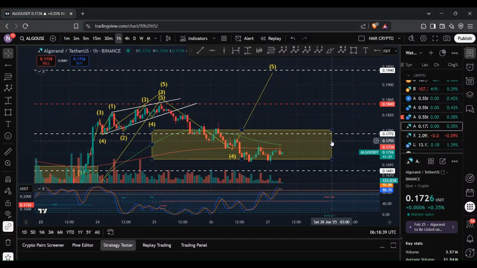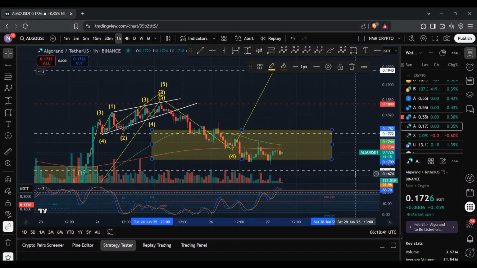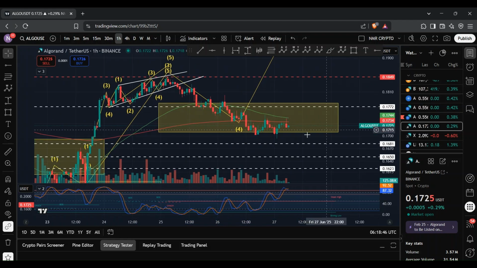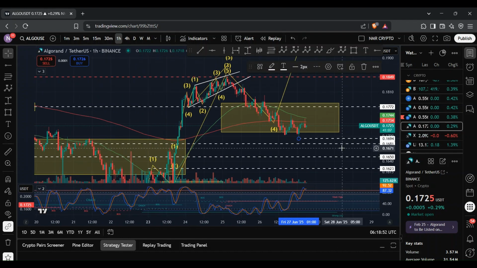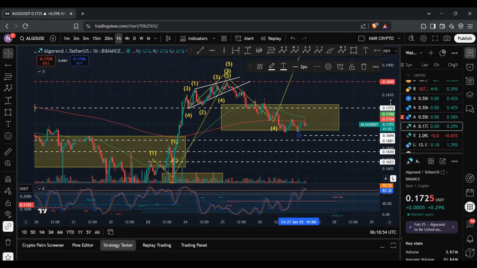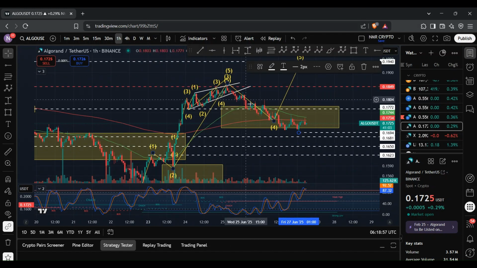So Algo ended up tapping into the Wave 4 target, which sits between 17.09 cents to 17.82 cents. And you can actually see that we extended beyond those typical requirements, where we ended up reaching 16.94 cents. And this target is a 50 to 88.2% retracement of this wave structure.